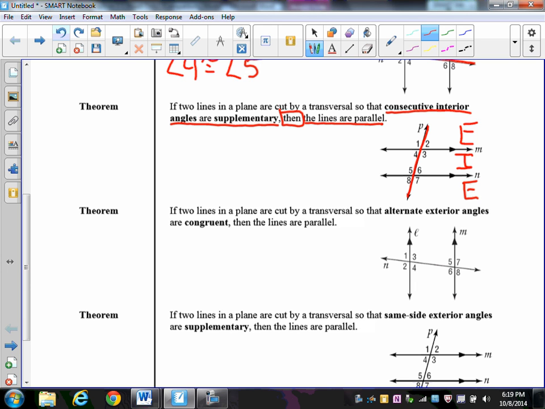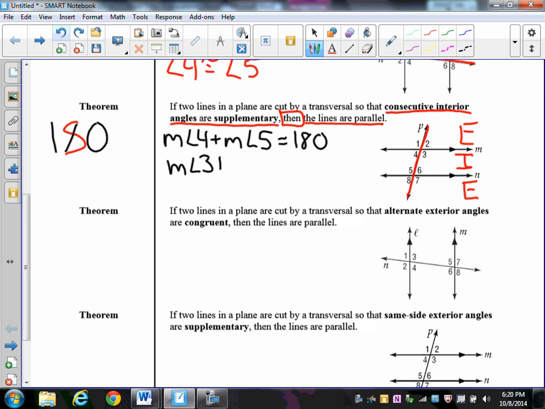So we have to show that these are supplementary. Remember, supplementary means they equal 180. So that means the measure of angle 4 plus the measure of angle 5 has to equal 180, or the measure of angle 3 plus the measure of angle 6 equals 180. So both of these will be true if they're parallel, but again, we just need to show that one of them are true and the lines are parallel.